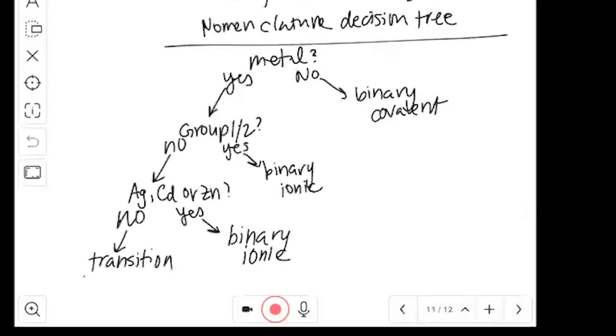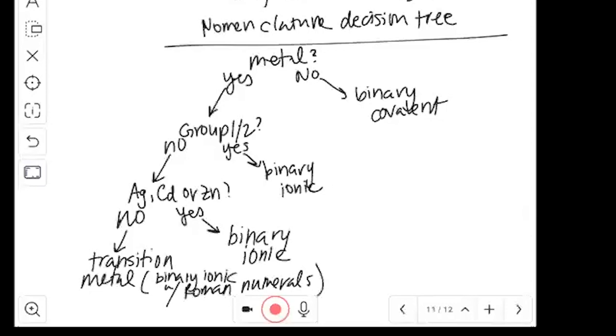If the answer is no, then you have to use the protocol for compounds containing transition metals, also known as ionic bond nomenclature, but putting the charge of the metal in Roman numerals.